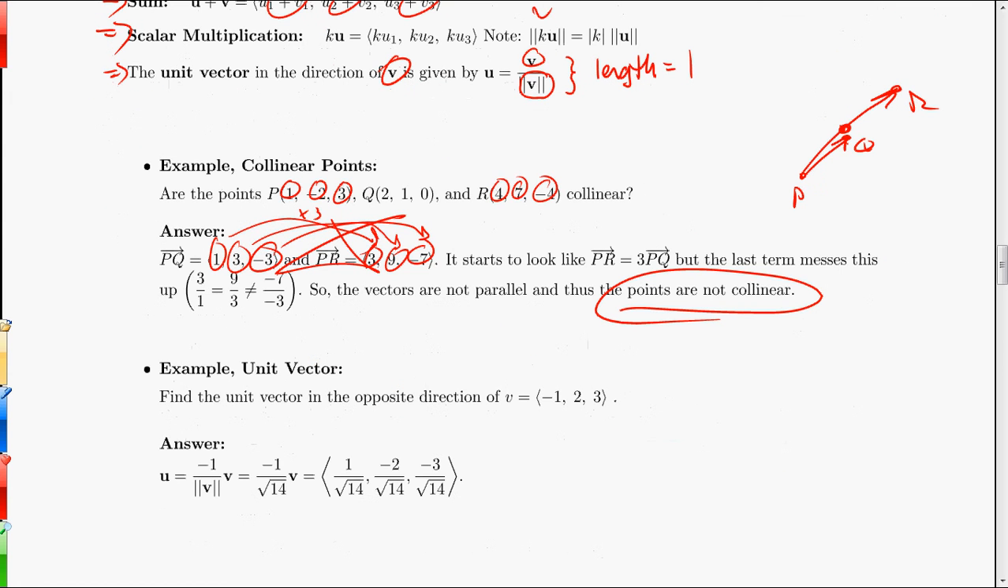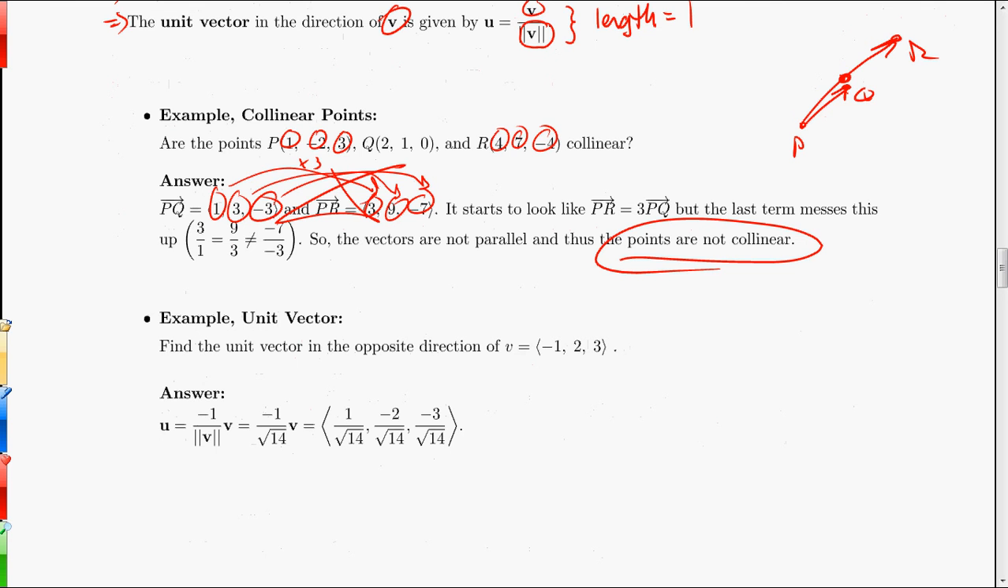Here's an example of a unit vector. Suppose I have the vector negative 1, 2, 3. It looks sort of like this: I would go negative 1, and then 1, 2, and then 1, 2, 3. So it sort of looks like this vector here.